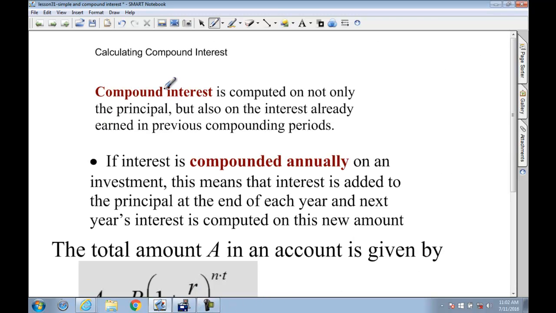Okay, compound interest. Now we're going to take a look at compound interest. Compound interest is what you're probably going to see with your student loan debt. It is computed on not only the principal, but also on the interest that has already been earned in previous compounding periods. If the interest is compounded annually, that means once a year, on an investment, this means that the interest is added to the principal at the end of each year, and next year's interest is computed on this new amount.